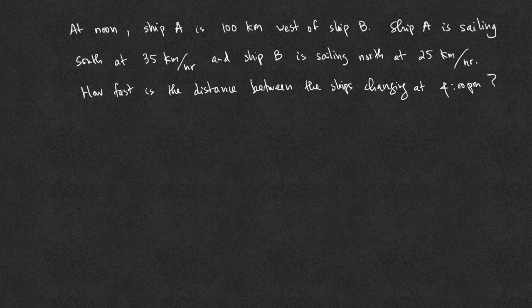At noon, ship A is 100 kilometers west of ship B. Ship A is sailing south at 35 kilometers per hour, and ship B is sailing north at 25 kilometers per hour. How fast is the distance between the ships changing at 4 p.m.?